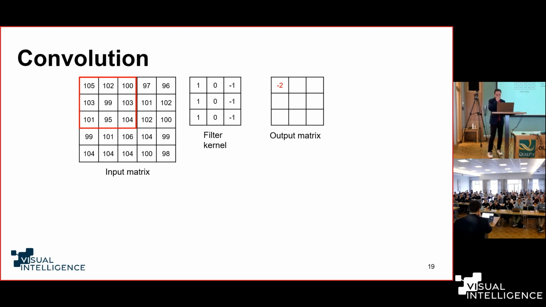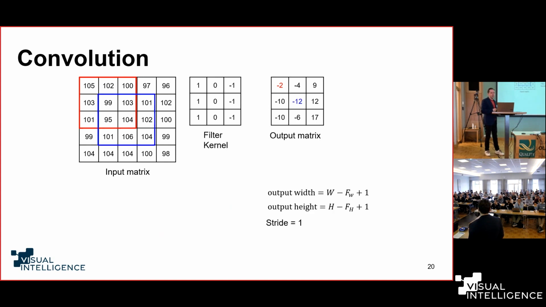Okay, what is that in images? Let's say we have a very small image here, and we have a filter kernel here. It works by multiplying these two and taking a summation. Then we have -2. And we do that for all these points in the image, and we will have this output matrix here.